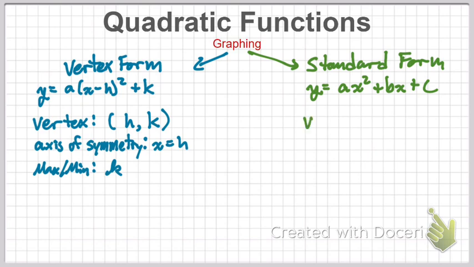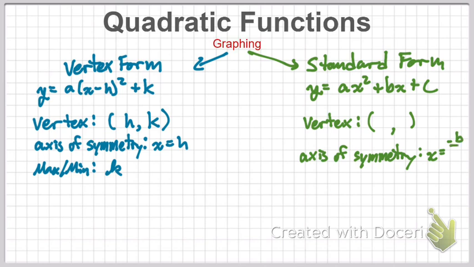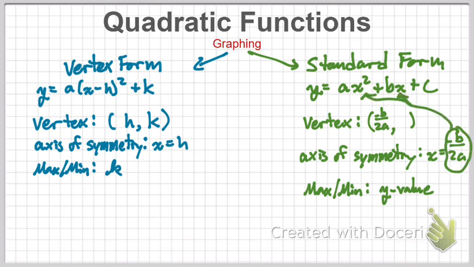Now, if we go over to the standard form, it's a little harder to find. If you wanted to find the vertex, you're going to have to find the axis of symmetry. And to find the axis of symmetry, you're going to have to use the axis of symmetry formula. The axis of symmetry formula is negative b over 2a. So pretty much the x value of the vertex is negative b over 2a. Then if you were looking for the max and min, normally you're just looking at the y value for the vertex. So in order to find the y value for the vertex, you're going to have to take that negative b over 2a and plug it into the function. So you can see the standard form is a little bit more difficult to use than the vertex form when it comes to graphing.